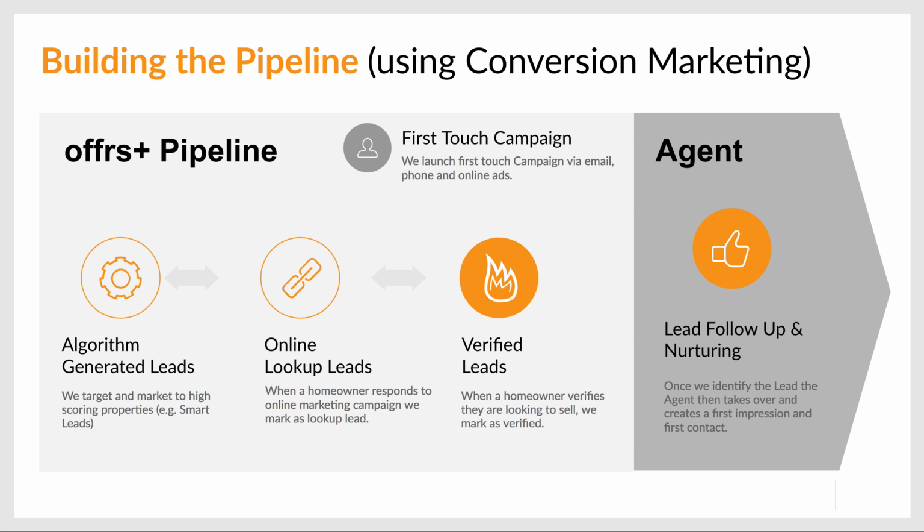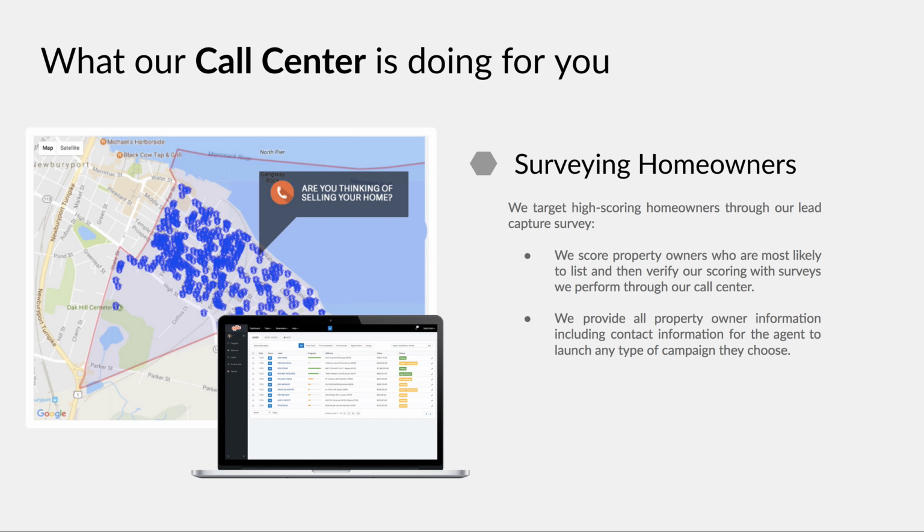And you can do that at any level. You can only focus on verified leads, you can do verified and online lookup leads, or you can do the whole caboodle: verified leads, online leads, as well as algorithm leads. It really depends on what your philosophy of marketing is, and you can incorporate this at any level at any time. So what are we doing for you, and how are we doing this? Obviously, we mentioned our call center and our marketing center. So the first thing we're going to do is survey all the homeowners in your area. We're going to call all the high-scoring properties.